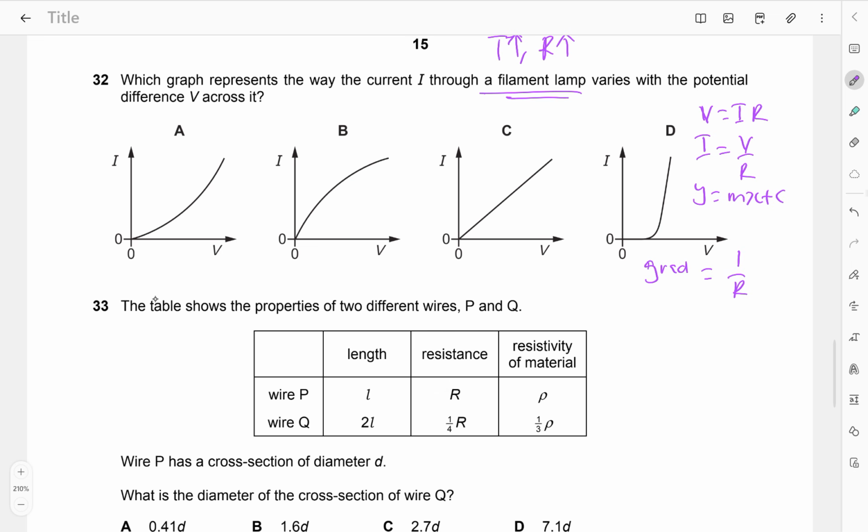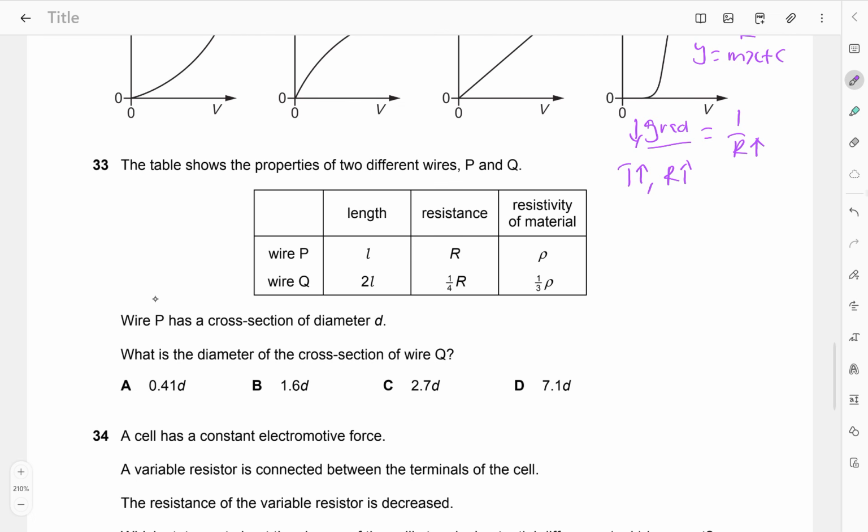But remember, for a filament lamp, as temperature increases, the resistance increases. So if the resistance increases, the gradient decreases because the gradient is inversely proportional to the resistance. C is automatically wrong because it's a straight line showing a constant gradient. A is automatically wrong because it's showing an increasing gradient, yet resistance increases with temperature, so the gradient must be decreasing. The graph which has a decreasing gradient is B because the graph is becoming horizontal. D is showing an increasing gradient, so our answer is going to be B.